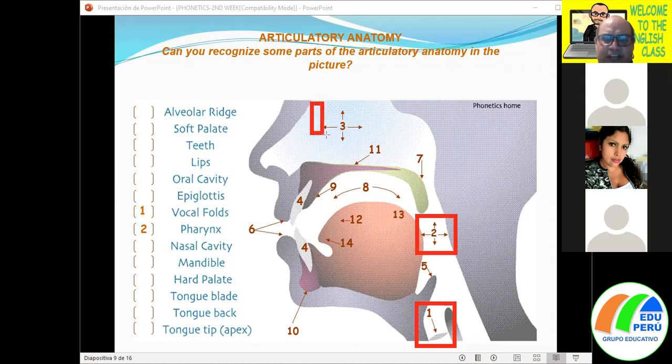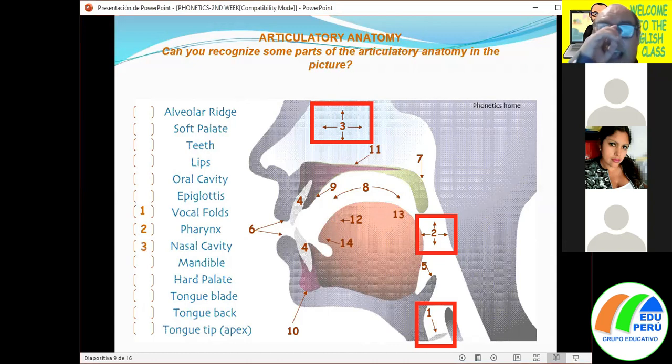What about number three? Let's pass to number three here. Nasal cavity. Yes, you are right. The nasal cavity, very good, or inside the nose. In order to produce nasal sounds, you use the nasal cavity. Very good.